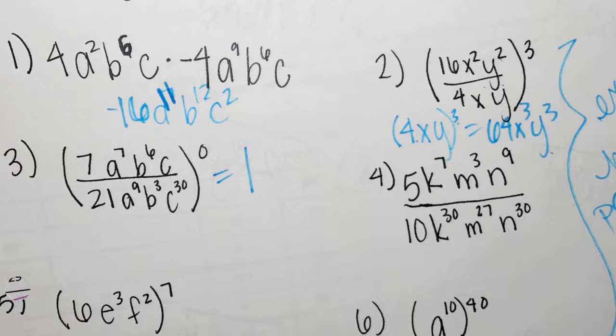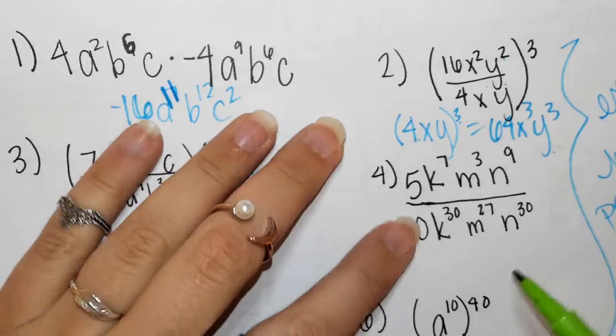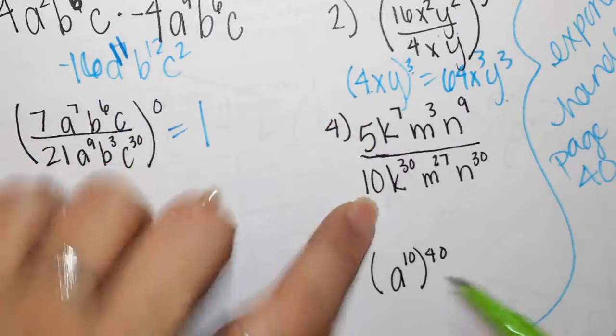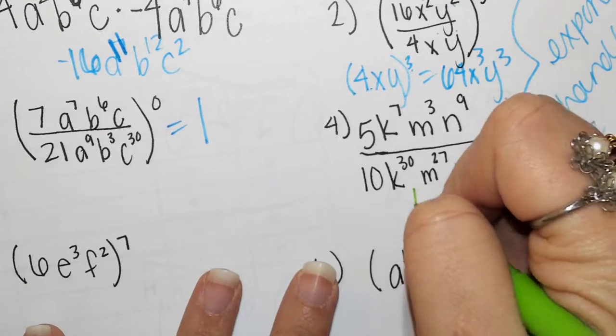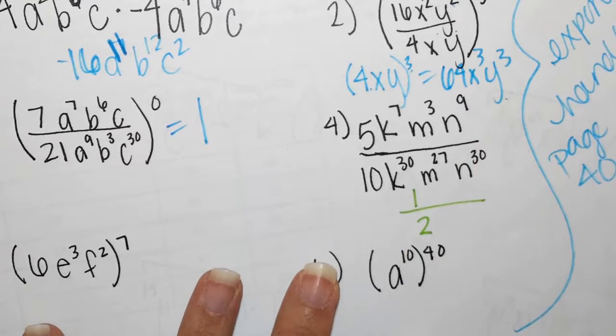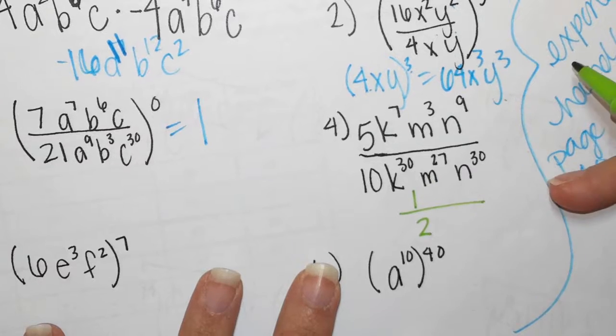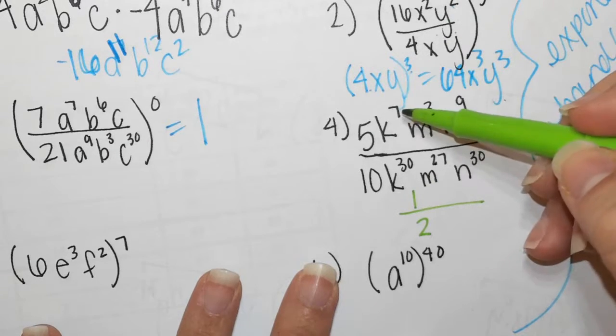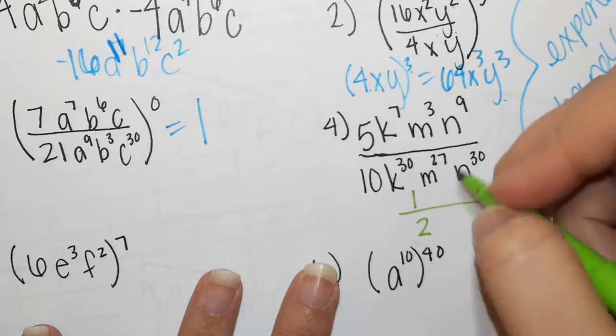Now let's do math. Alright, so for this one, you would reduce your fraction. What is 5/10 reduced to? 1/2. Did we get a point for that one? 7 minus 30 is?